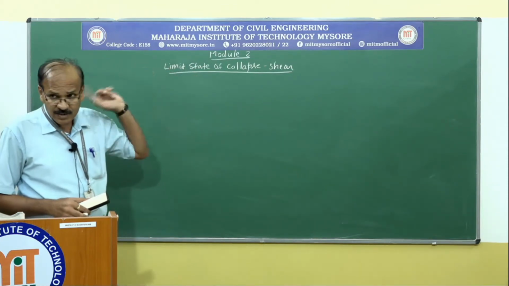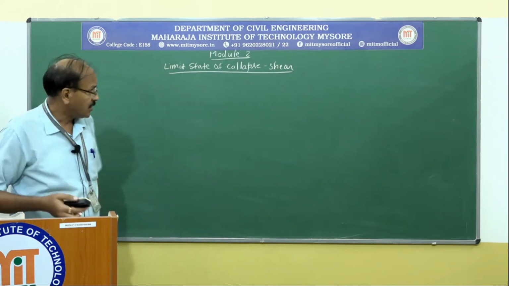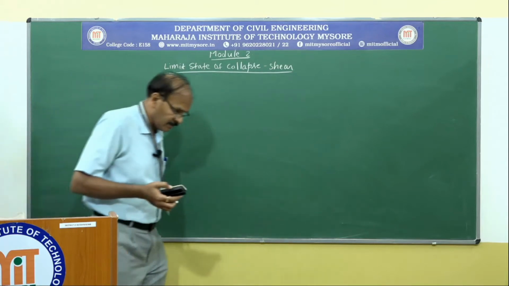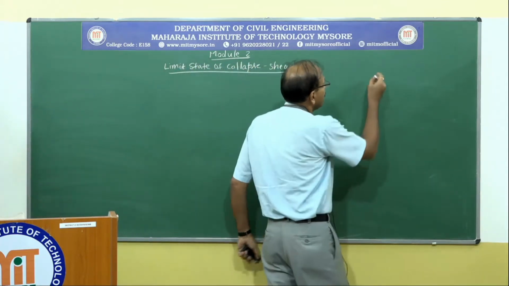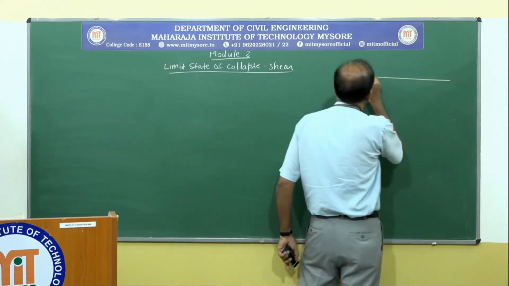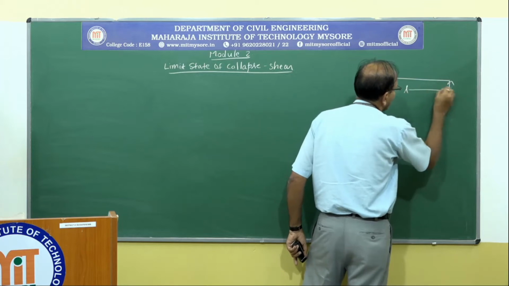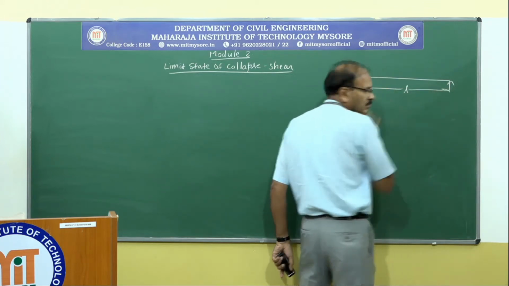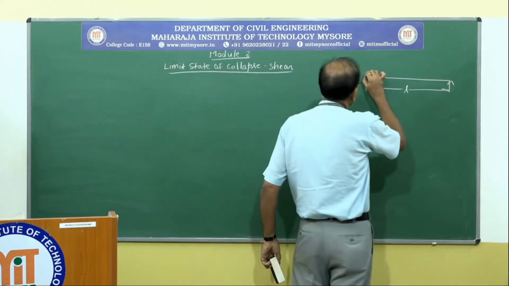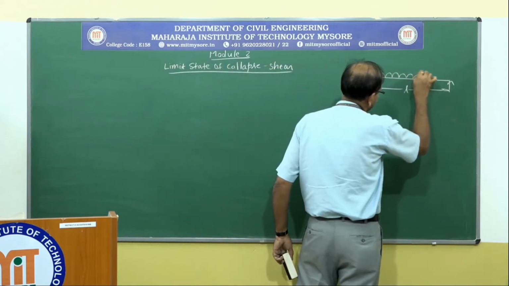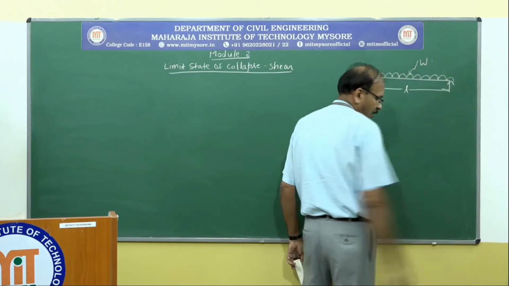So again, this comes under module 2. This is limit state of collapse shear. Okay. So let us consider a beam of span L subjected to uniformly distributed load of W.